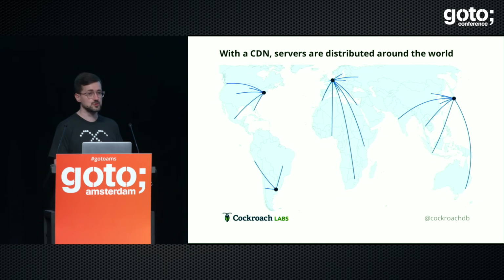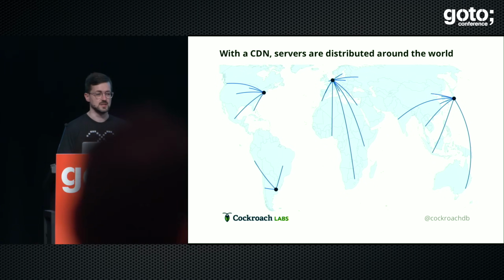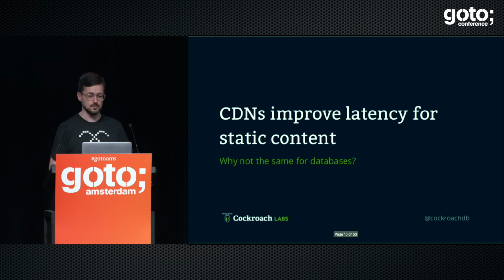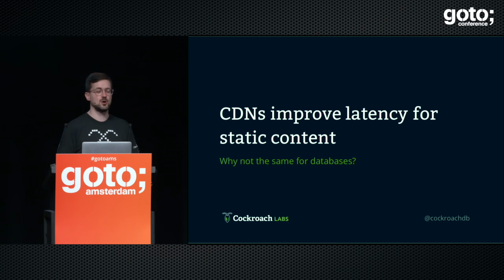So for static content, the usual solution for this is a CDN. This gives you a network of servers distributed around the world so that users always have a nearby host to talk to. This has become a lot easier than it used to be with the rise of cloud providers, because it's very easy now to get machines set up in many different locations around the world. So CDNs are a nice solution to this problem for static content.